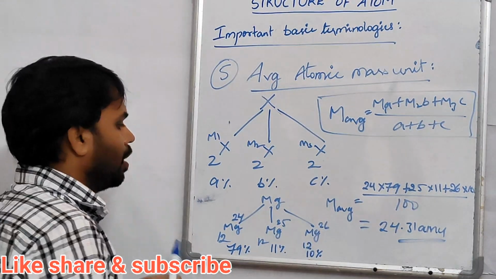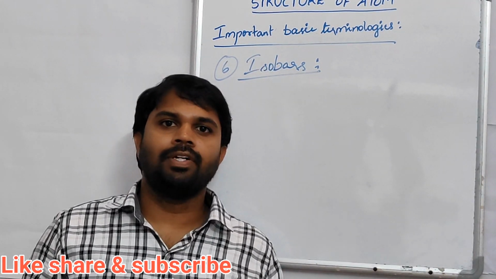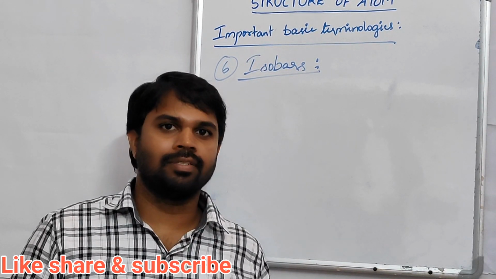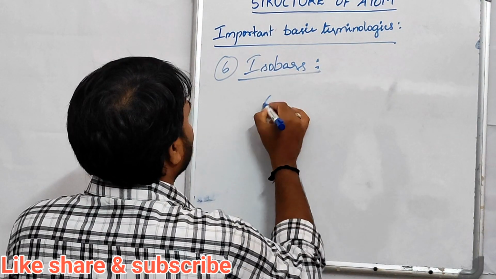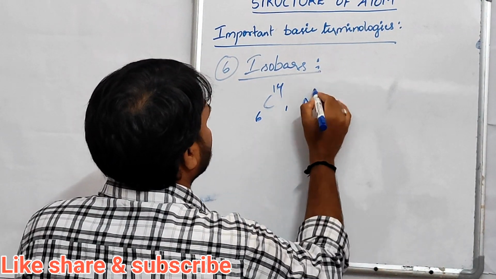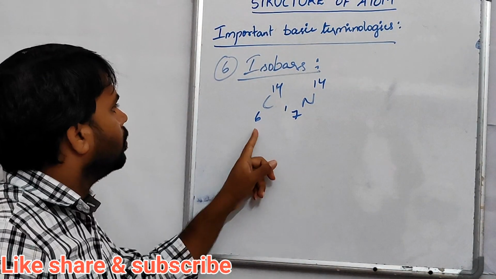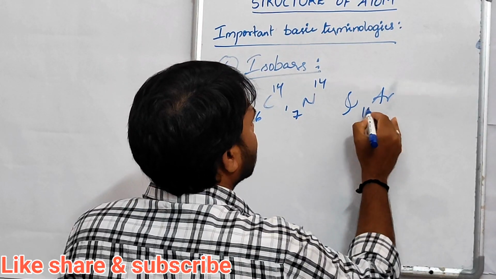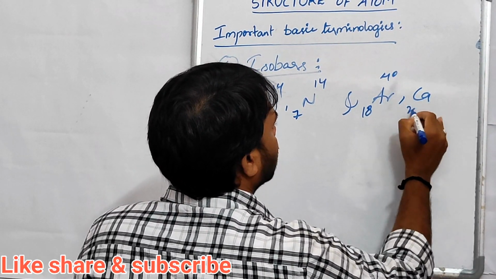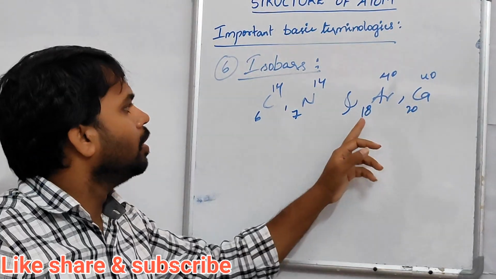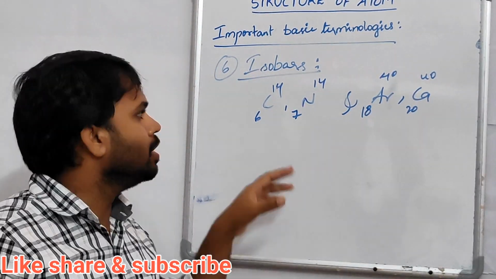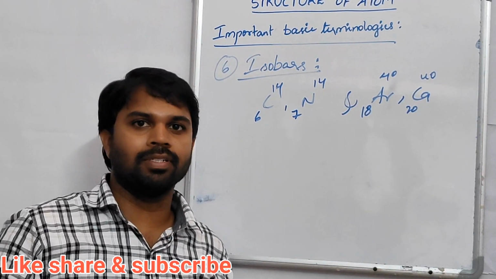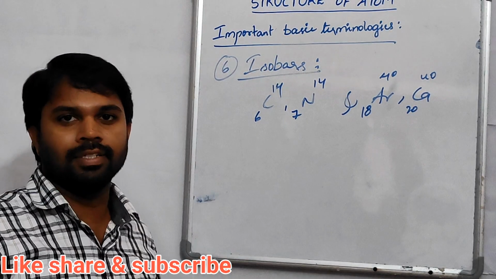Now come to the next terminology, isobars. Atoms of different elements having different atomic number and same mass number, we call them isobars. For example, carbon and nitrogen, with different atomic numbers and the same mass number, and argon and calcium. They both have different atomic numbers and the same mass number. These are called isobars. Isobars show the same physical properties and different chemical properties due to the different number of electrons present.